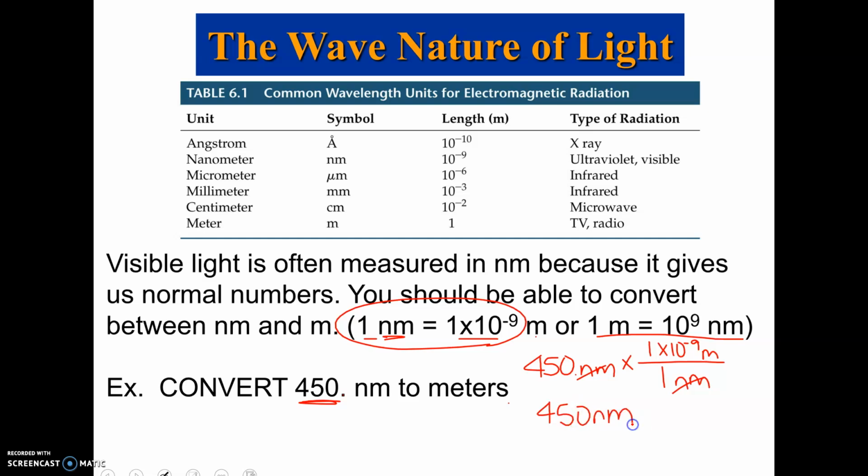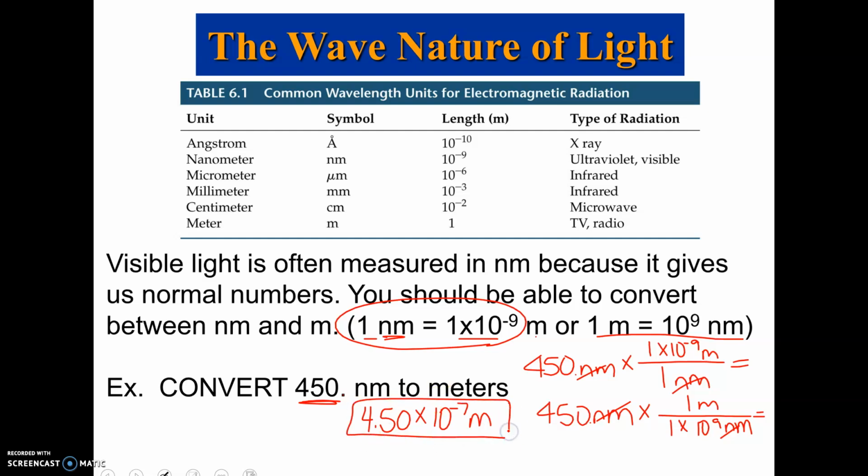450 nanometers times 1 meter is 1 times 10 to the 9th nanometers. So in this case, you'd end up dividing by 1 times 10 to the 9th, which happens to be the exact same thing as multiplying by 1 times 10 to the negative 9th. So no matter which way you set this up, nanometers is going to cancel, and then your answer here is going to be 4.50 times 10 to the negative 7th meters.